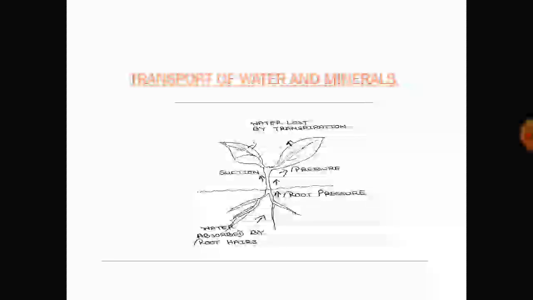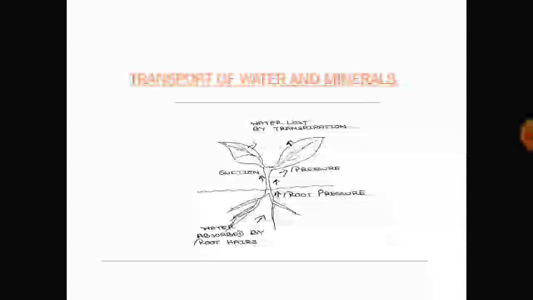Now, transport of water and minerals. You can see water is absorbed by the root hairs. It rises up and they create a suction pressure, suction force. And some amount of water is lost by a process called transpiration. Now, root hairs absorb water from the soil by the process called osmosis and minerals by active transport.